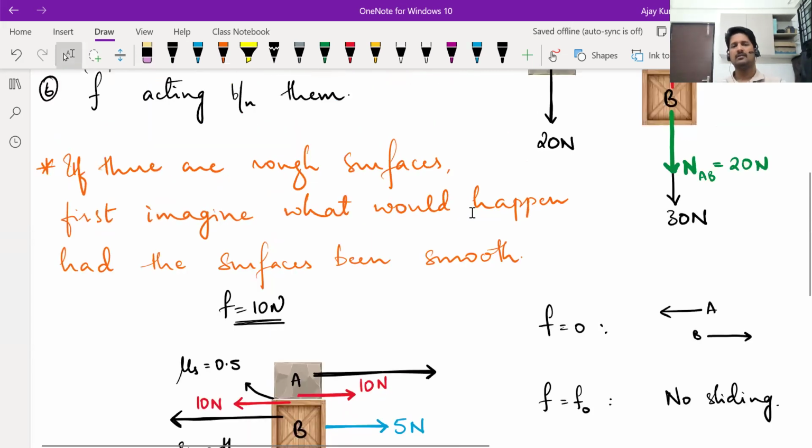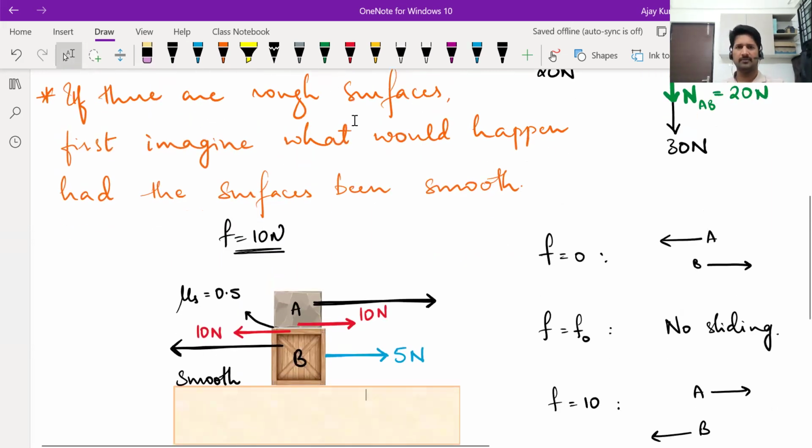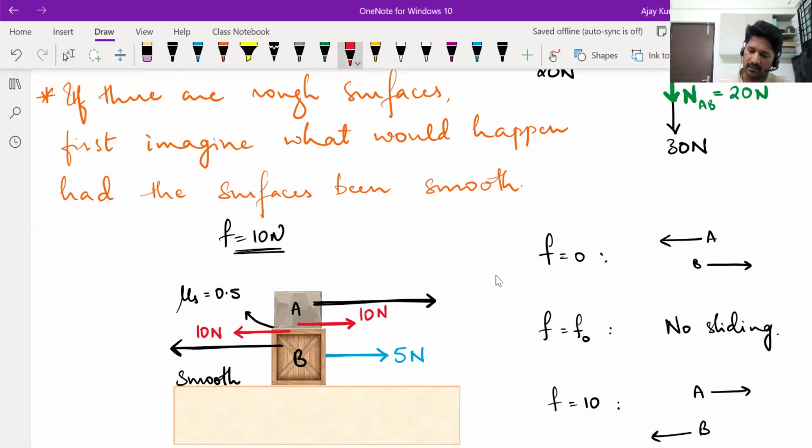So you all assumed maximum friction to be acting, and in that case you see something weird happening which does not happen in a real situation. What that suggests is that friction will not be 10 newtons. That much friction is not needed.